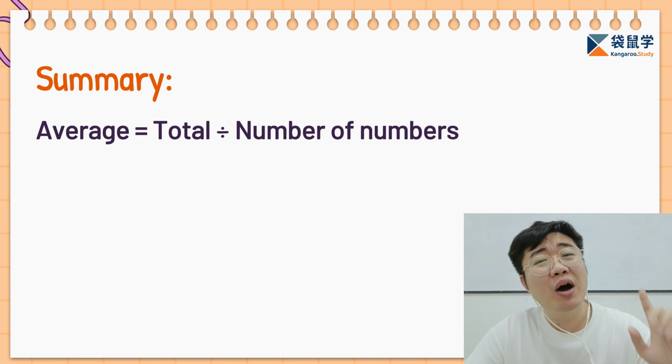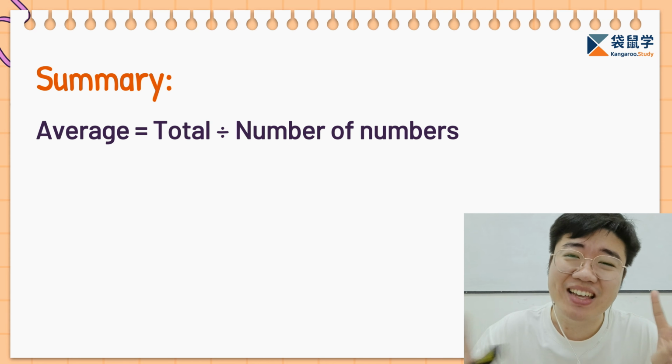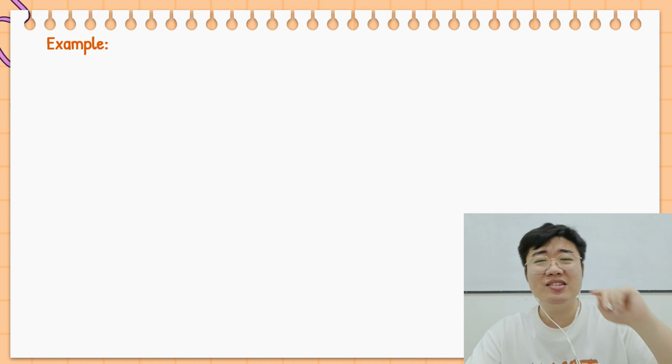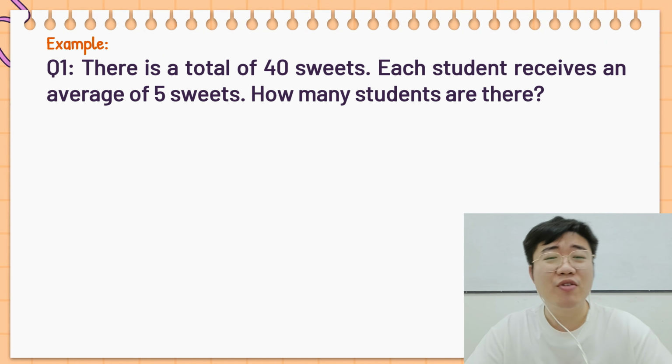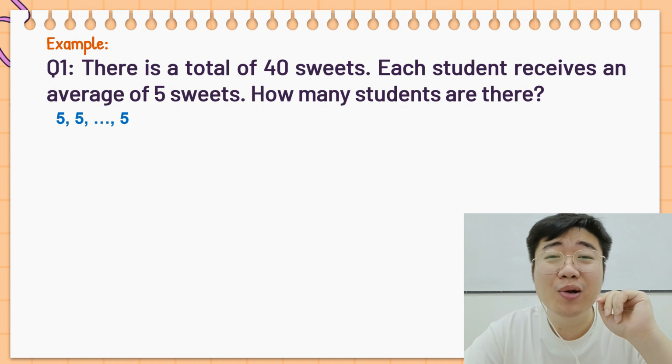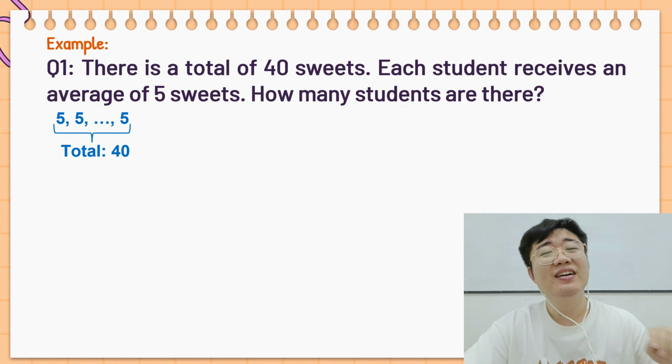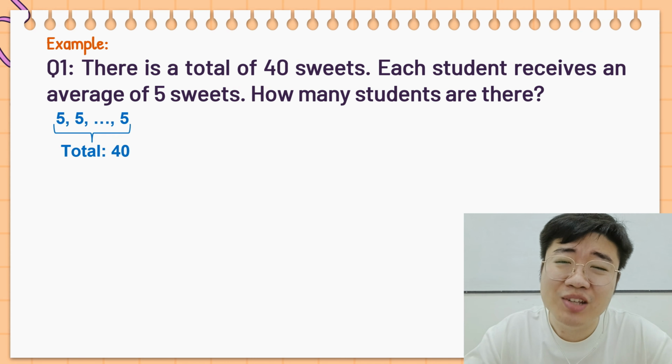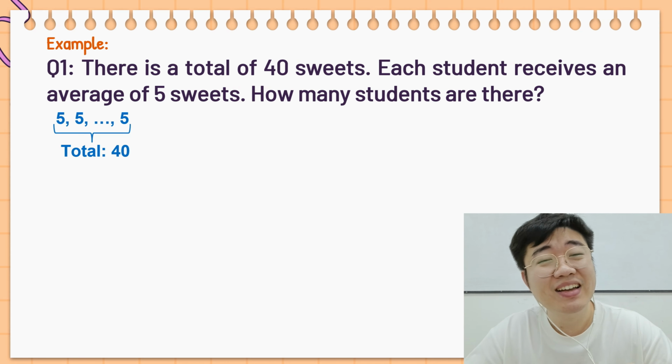Now, after we know how to find the average, let's take a look at the next 2 examples. So in this example here, now there's a total of 40 sweets. Each of them will receive 5 sweets. How many students are there? So let's think. Each person gets 5. 5, 5, 5. Altogether, this is 40 sweets. Now, how many 5s are there in total in order to get a 40?